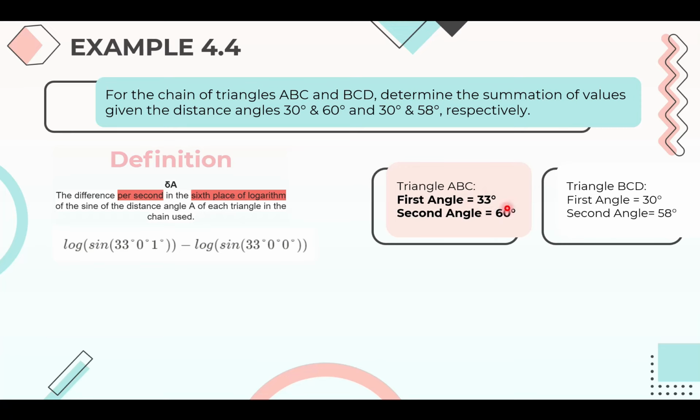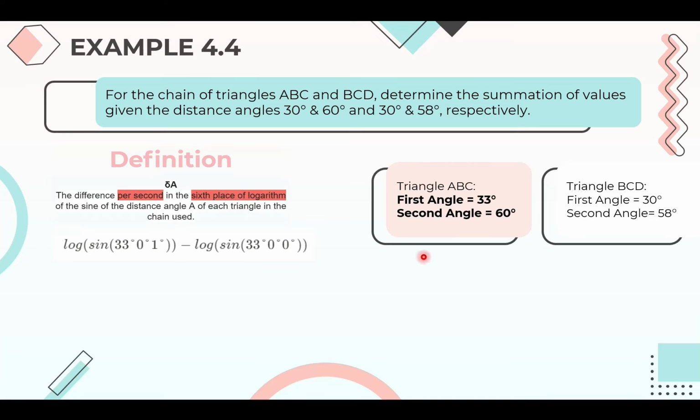And ang distance angle, ang first na to i-solve, ang first distance angle nato is 33 degrees. So, log sine daw sa 33 degrees, diba? Logarithm of the sine of the distance angle A. Logarithm of the sine of the distance angle 33 degrees. Pero it's the difference per second. So, it will be the difference of log sine 33 degrees, 0 minutes, 1 second minus log sine of 33 degrees, 0 minutes, and 0 seconds. So, that is what this means. And we will see later what the sixth place of log of the sine means.